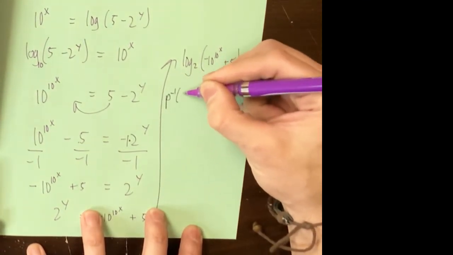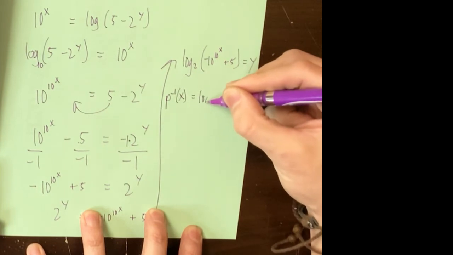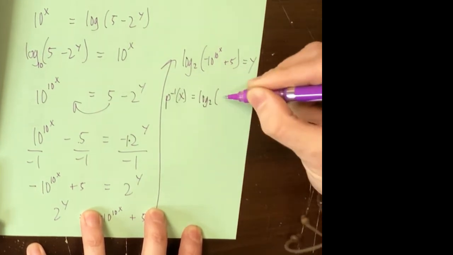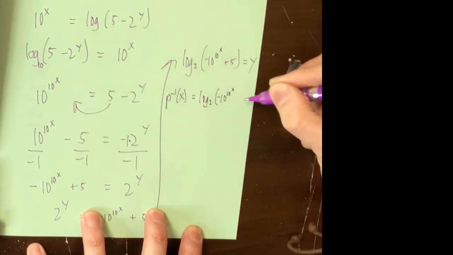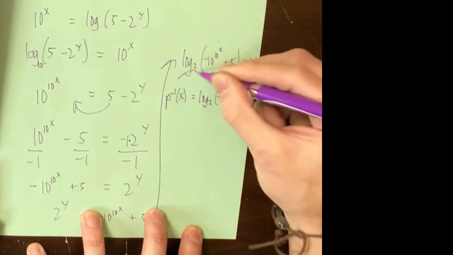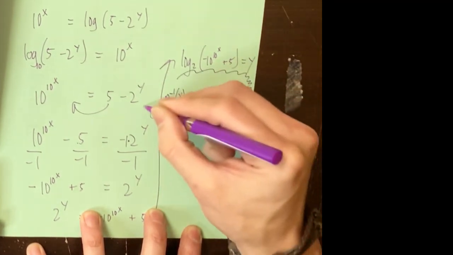But of course, this should be called P inverse. So final result, the inverse of P is log base 2 of this stuff right here. So that was a bonus little question there. And that is the inverse.